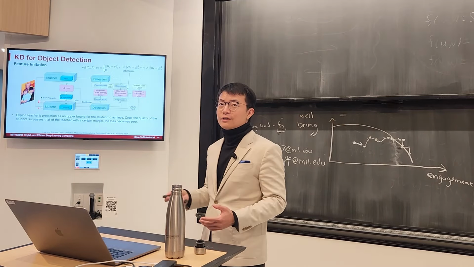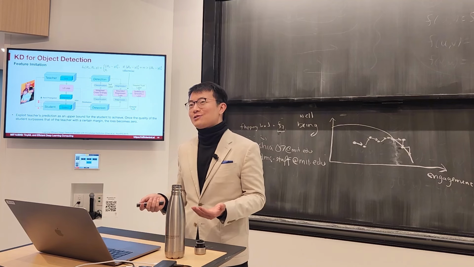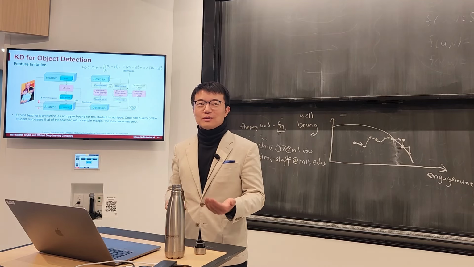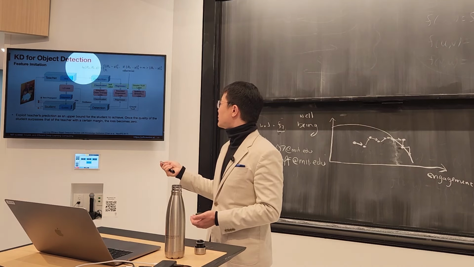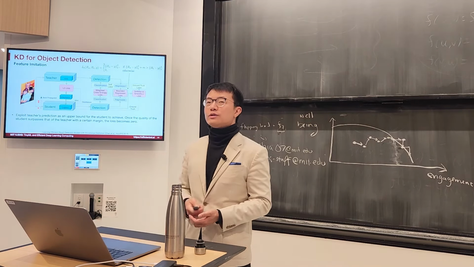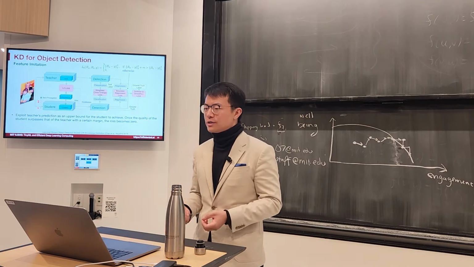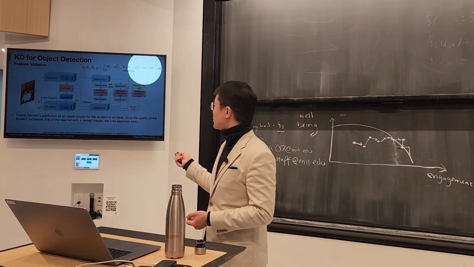Otherwise, if the teacher is not as good as the student, it doesn't make sense to be a teacher, right? So at that time, we assume the distillation loss to be 0. Okay, so this is very interesting. We add an M term, which is a buffer.